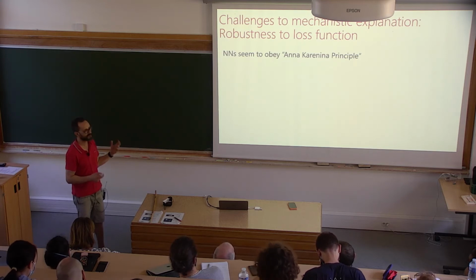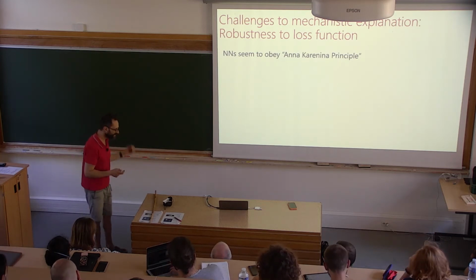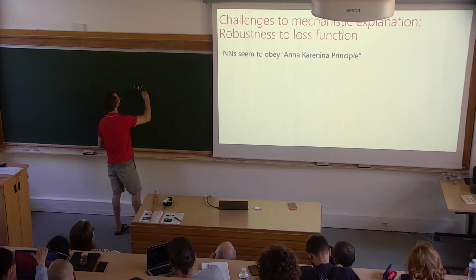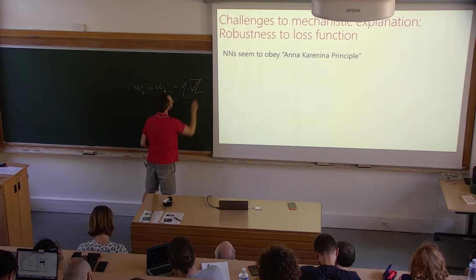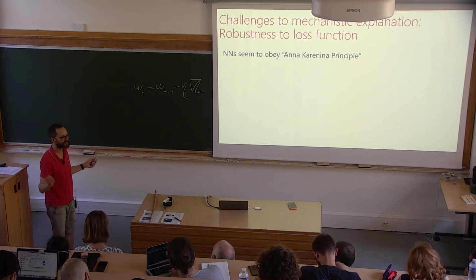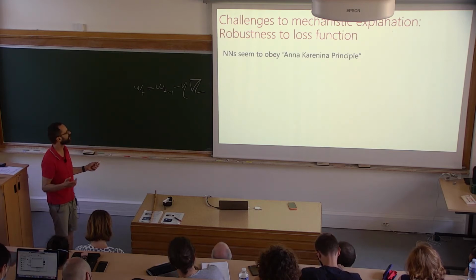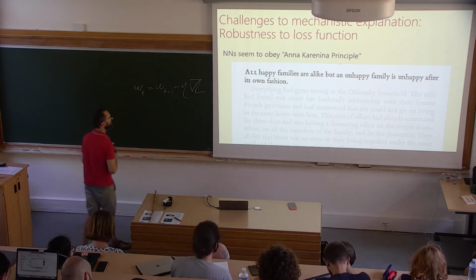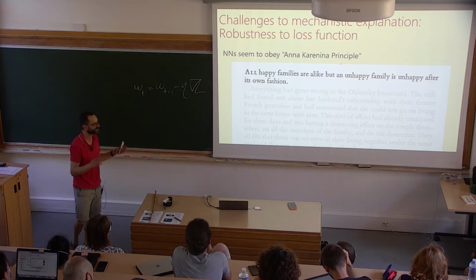So there is another challenge to a mechanistic explanation of deep learning. If you had a mechanism, like if you explain that whenever you do w_t = w_{t-1} minus eta times the gradient of the loss, then it seems that if you radically change the loss, something should radically change. But somehow, with neural networks, sometimes you can radically change the loss, and they still seem to do the same thing. This is the first sentence of Anna Karenina: all happy families are alike, but an unhappy family is unhappy after its own fashion.